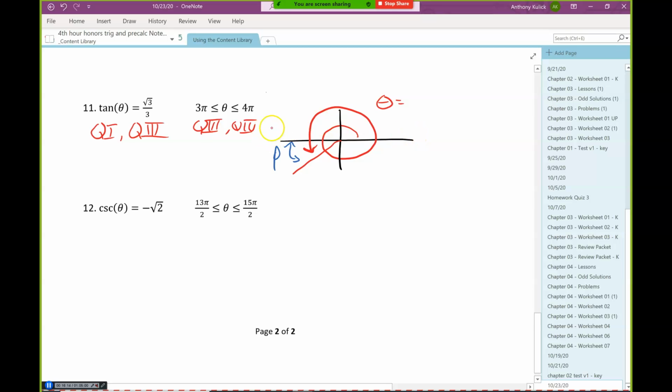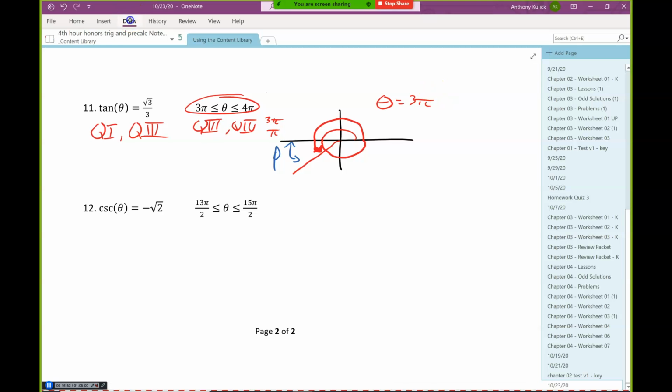Because my answer has to be between 3 pi and 4 pi. Right? So I have to keep going. So I know my answer's in the third quadrant. So here's pi, 2 pi, 3 pi, and then a little more. So it has to be more than one time around. Does that feel okay? Okay. So here we're going to be going 3 pi plus that angle phi.